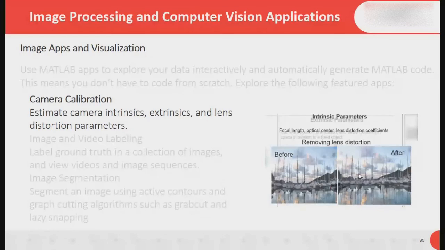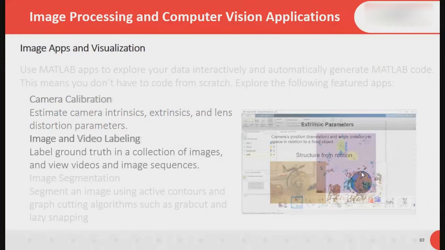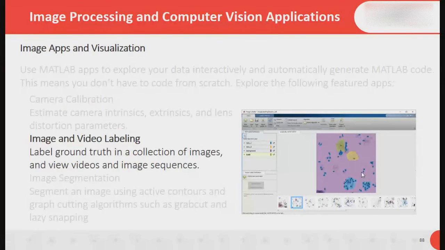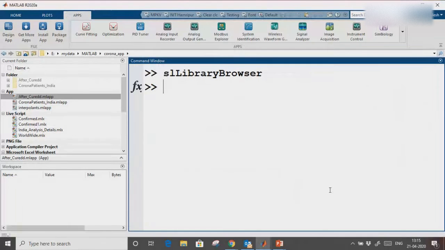Using camera calibration, you can find out the camera position, where the camera is standing, what the angle of rotation of your camera is in space, and the distance to fixed objects. You can use the camera calibration app to extract this kind of features. Already we discussed image and video labeling. You can use the image and video labeler to label your images in different parts. And for segmentation, let's say you have to segment a tumor in MRI or CT scan images, let me show you how to visualize that kind of data.